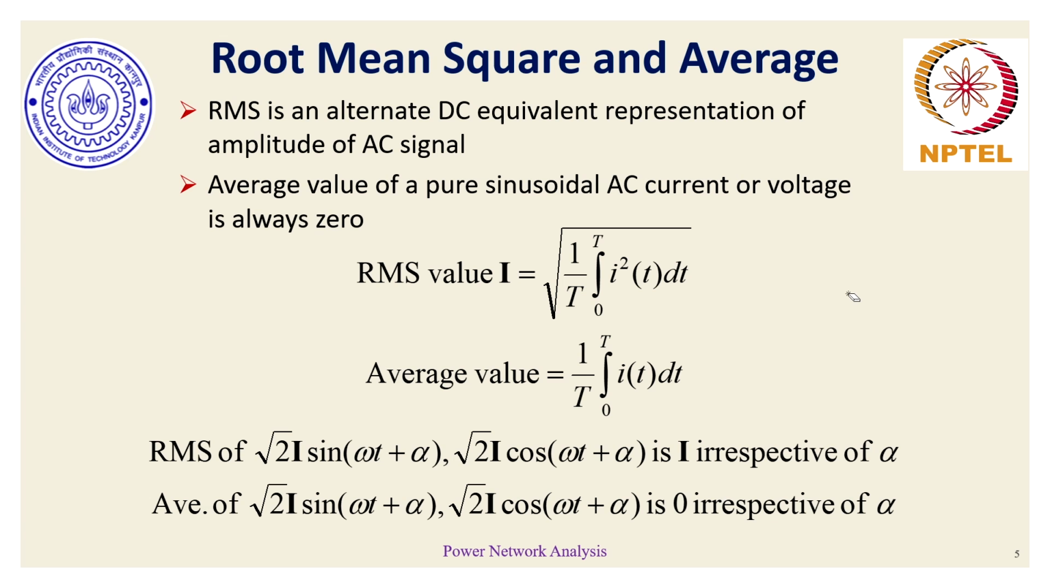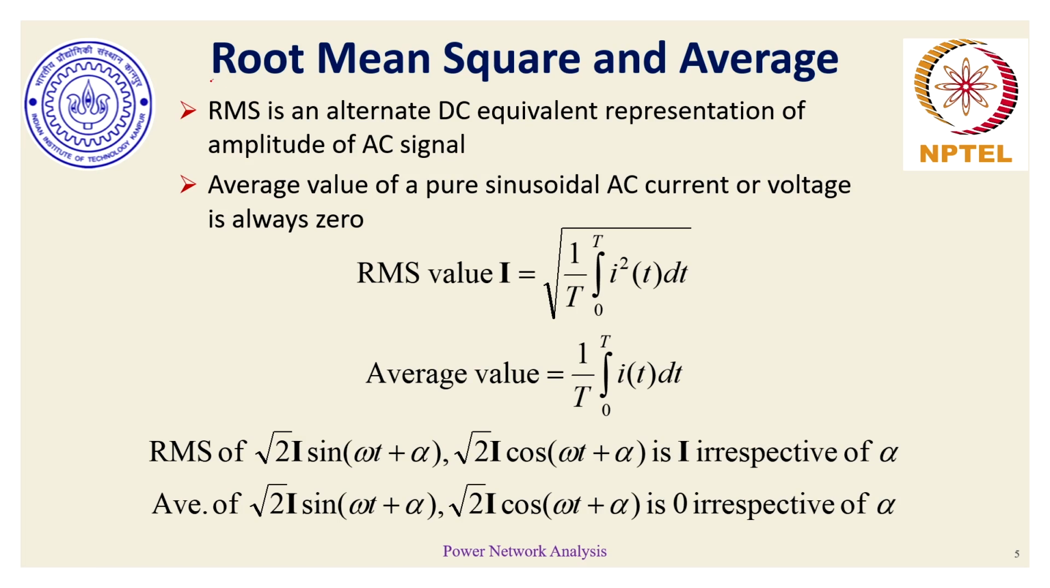So having discussed periodic voltage and current signals, AC signals, there are certain metrics which often become useful in defining the behavior of these signals, and two popular metrics are, one of them is the root mean square value, which is in short known as RMS, and the other one is known as the average value.